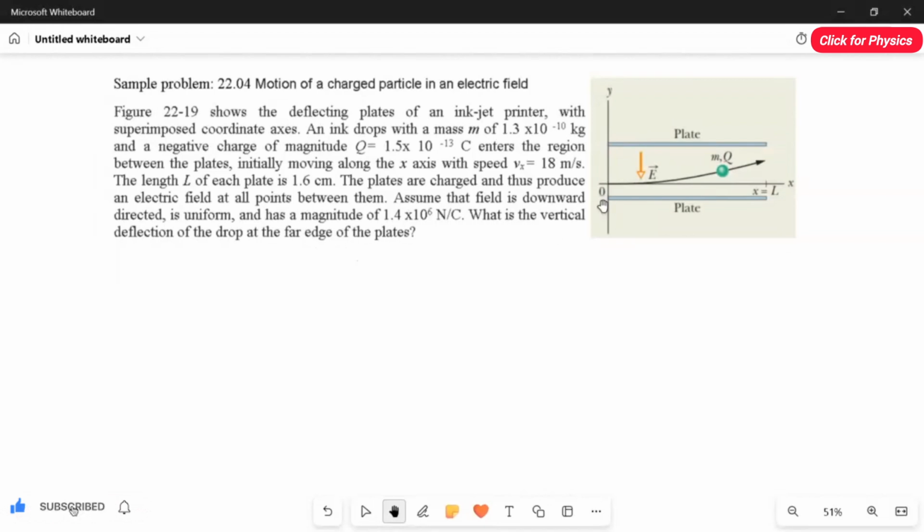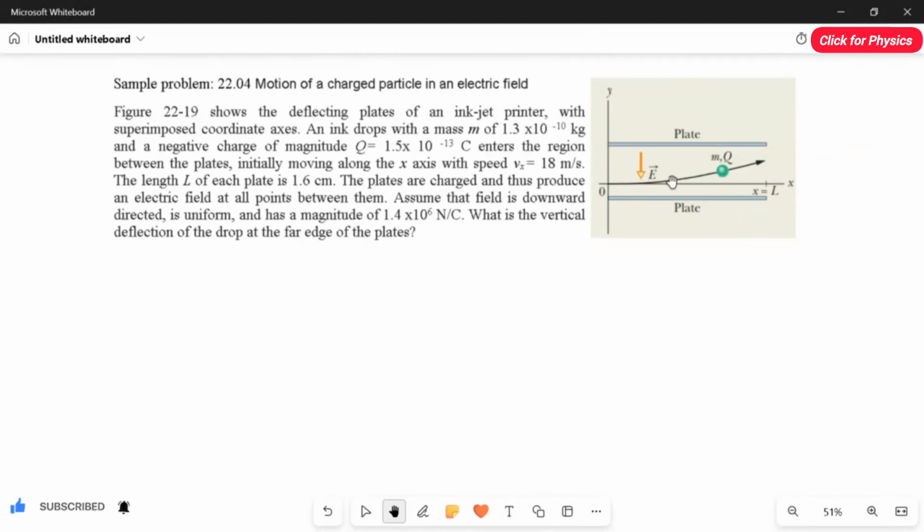Let's see the given figure. In this figure, they show the deflecting plates of the inkjet printer. You can see we have two plates, plate 1 and plate 2, and we clearly mention the axes of the plates. Here, this is your y-axis and this is your x-axis.